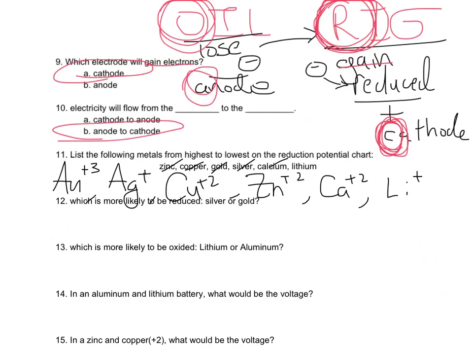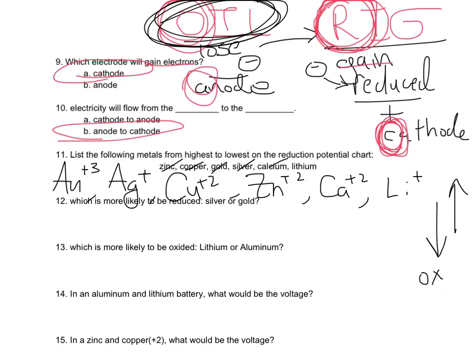That's because lithium is way on the left side of the periodic table. It has that one extra valence electron which it wants to give away. It wants to lose an electron. Losing electrons, oxidation. It wants to be oxidized. So the lower on the chart, it wants to be oxidized. The higher on the chart, it wants to be reduced. All right, almost done here.